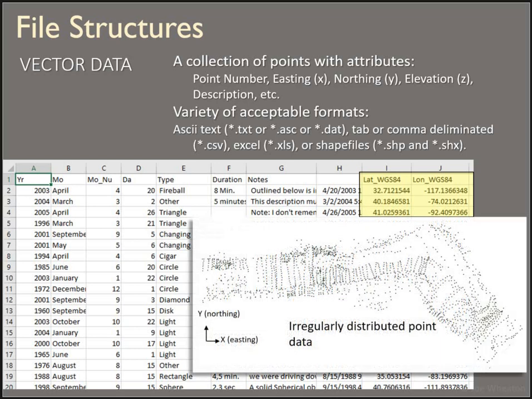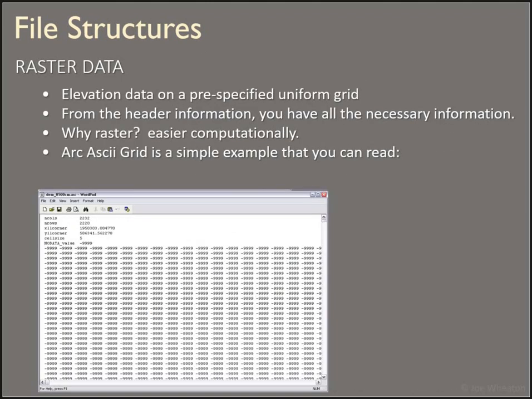Here's how that can look. You can just have an irregularly distributed set of point data. Just the data exists where it is. It's not dependent on any kind of grid or matrix. Raster data, on the other hand, this is looking at a raster grid data set in ASCII file. The grid is predefined, kind of uniform cell size, and in an ASCII format, you've got header information that gives you everything you need to know about the data set.